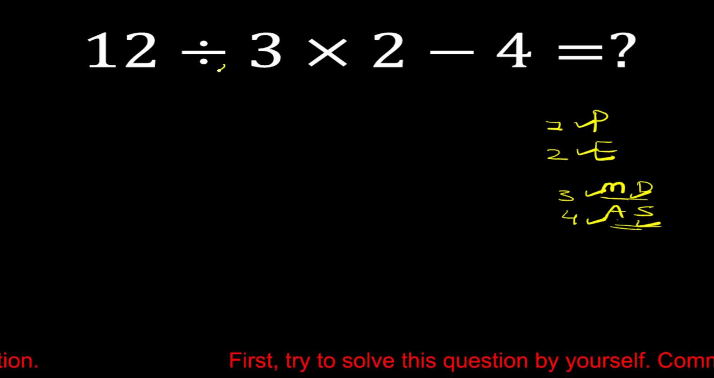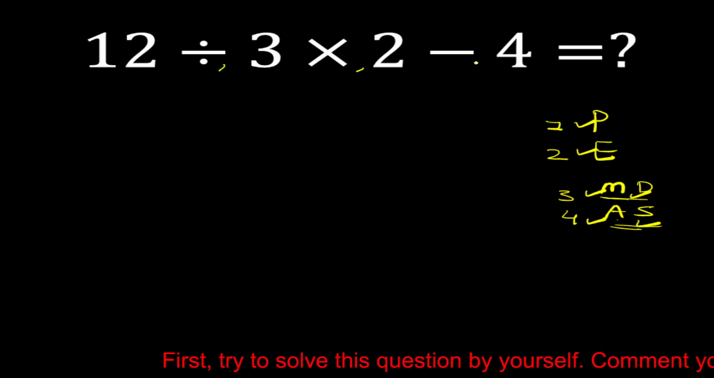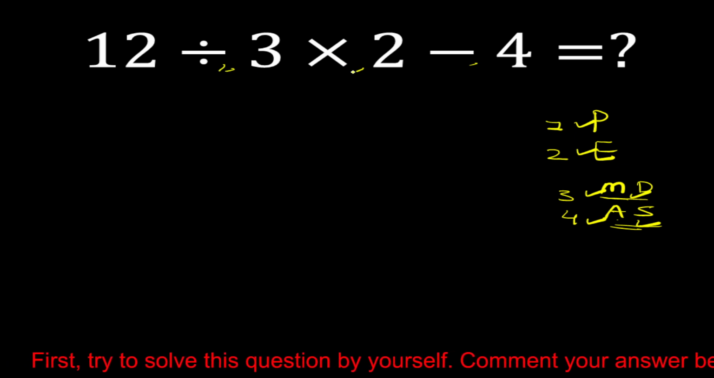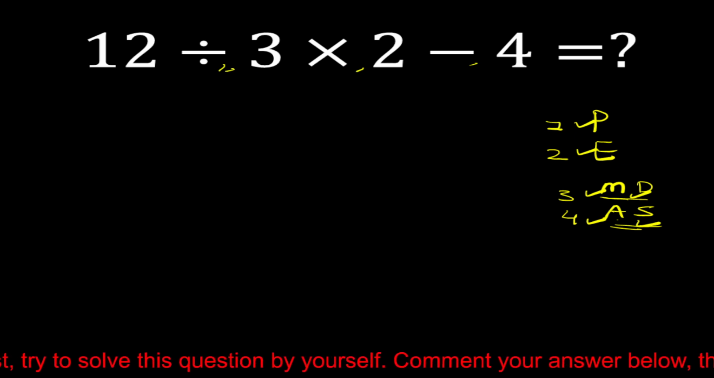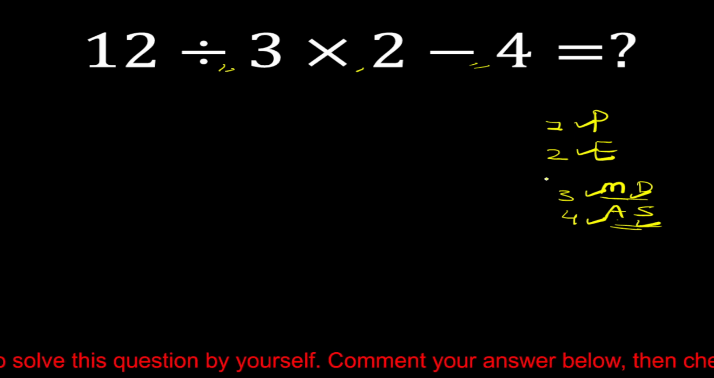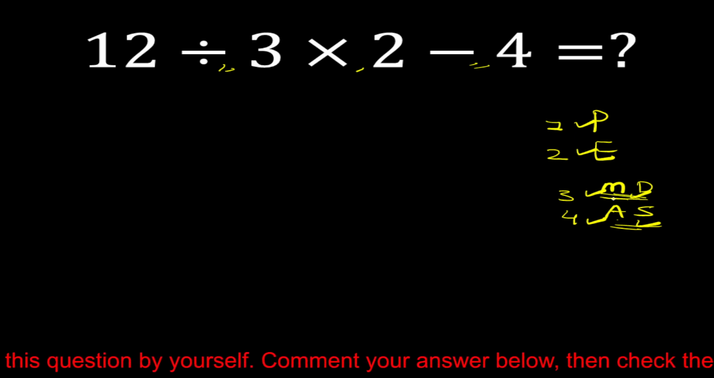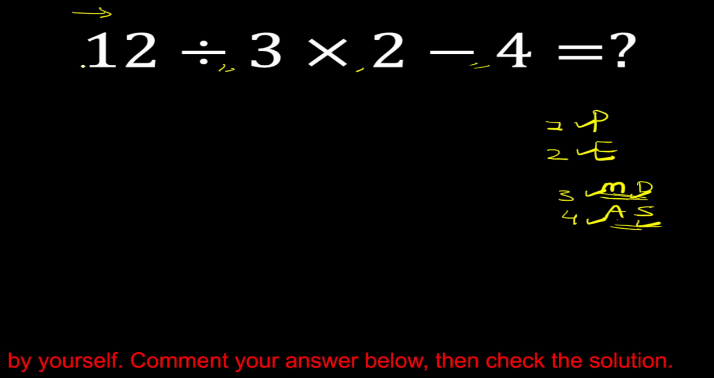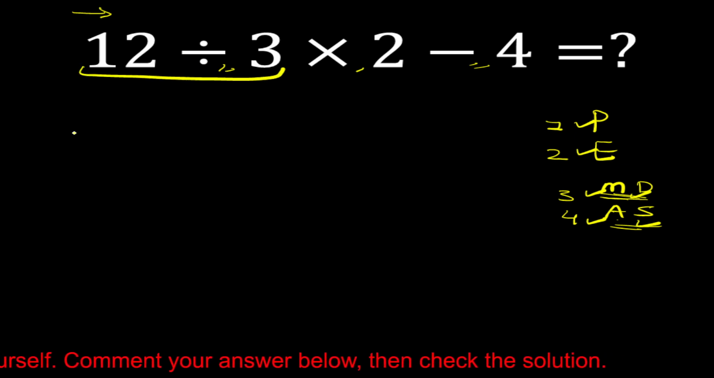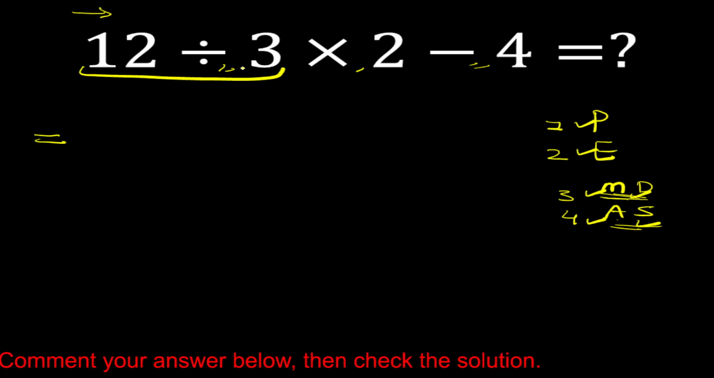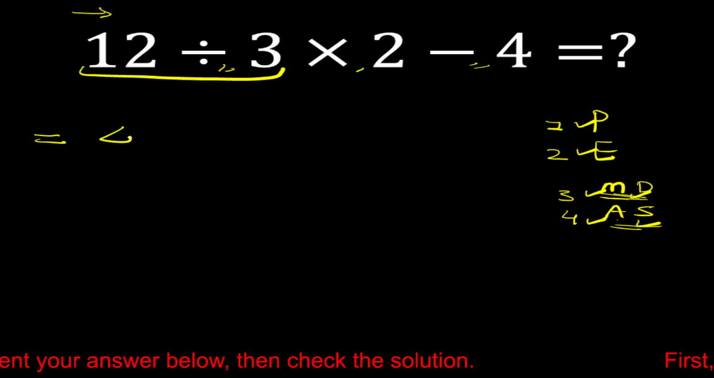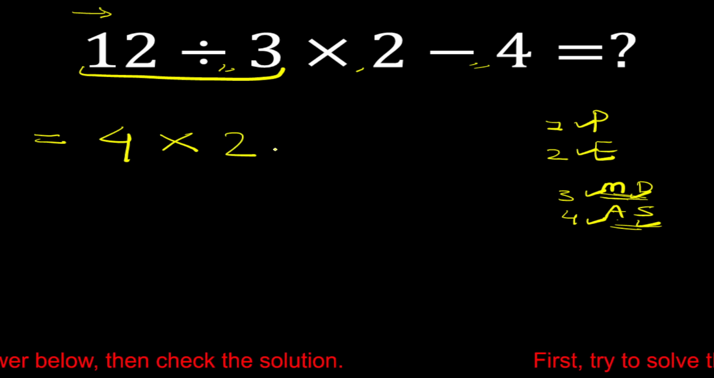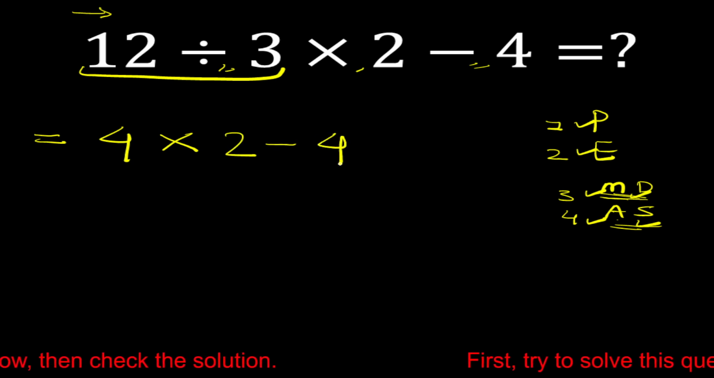So in this question, one is division, one multiplication, and one subtraction. So division and multiplication have first priority, then we have to solve subtraction. But multiplication and division have equal priority, so we have to solve it from left to right. Okay, so first we have to solve this part. So 12 divide 3 is equal to 4 multiply 2 minus 4.